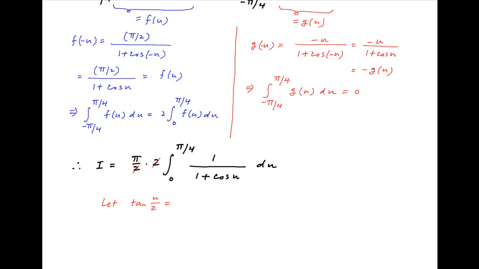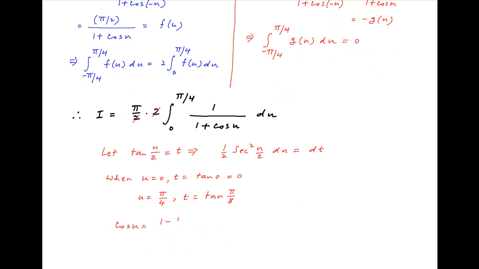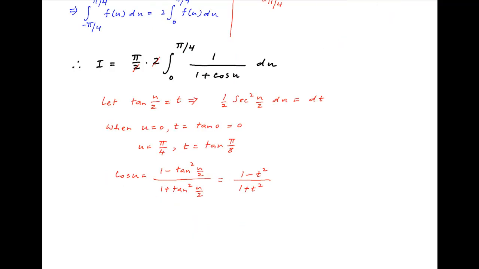plus cos u. Now let tan u upon 2 be equal to t. Taking the derivative of both sides, we get half of sec square u upon 2 du is equal to dt. When u is equal to the lower limit 0, t is equal to tan of 0, which is equal to 0. And when u is equal to the upper limit pi upon 4, t is equal to tan of pi upon 8. Cos of u can be written as 1 minus tan square u upon 2 divided by 1 plus tan square u upon 2, which can also be expressed as 1 minus t square upon 1 plus t square.